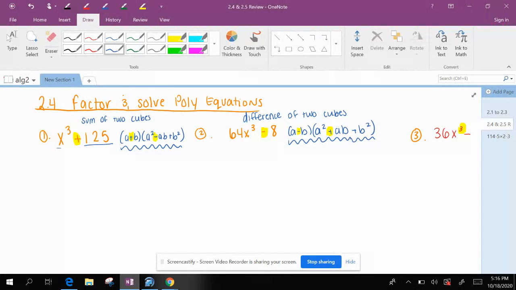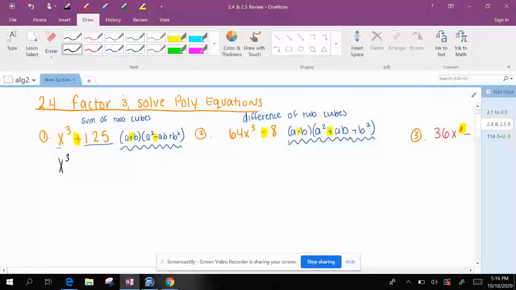So we'll start with the first one. The goal is to get both terms to have cube roots in them. Oh, my pen's not working. There we go. So this x cubed is already a cubed root. I need to turn this 125 into a cube root.